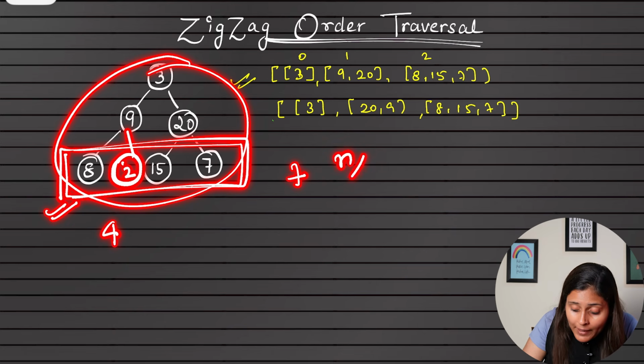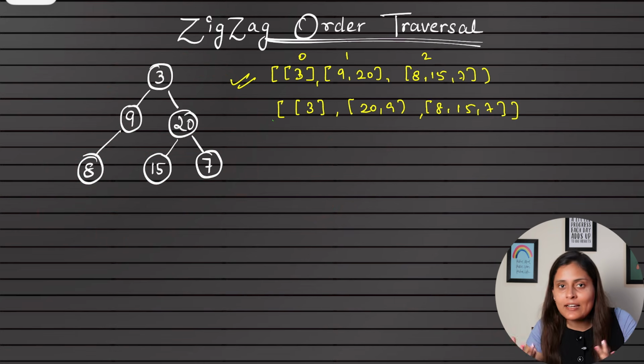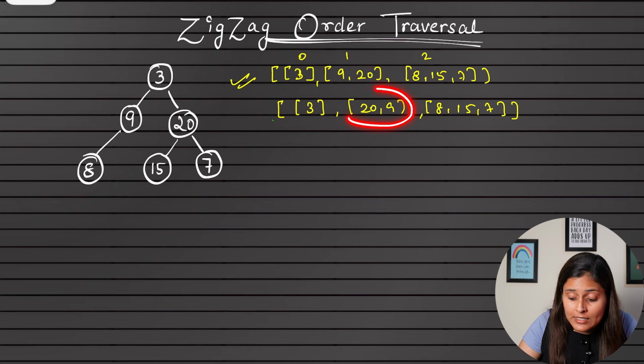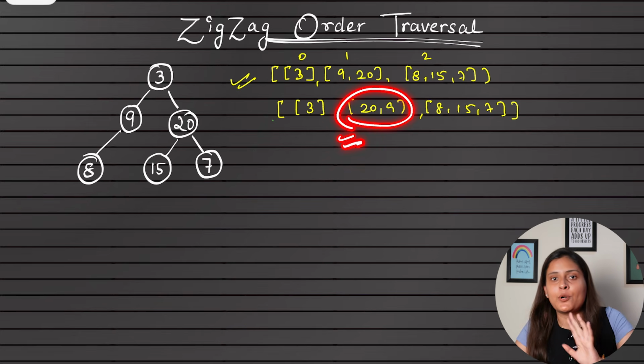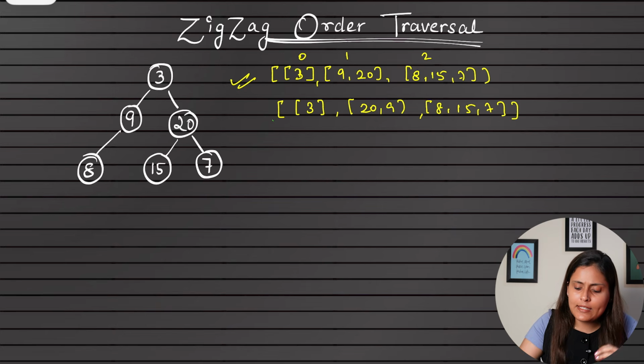n by 2 number of nodes. So reversing it is nearly O of n only, right? N by 2 means n, correct? So that is why reversal will further take O of n time complexity. So how can we optimize it further? Is there any further data structure which you are aware of?